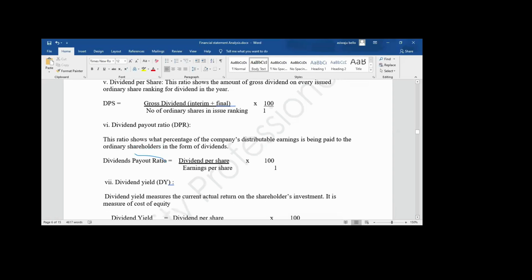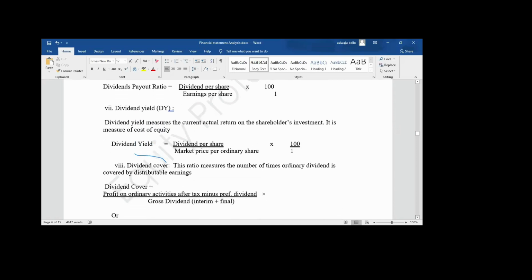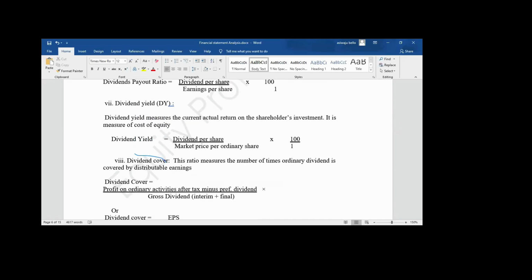Next, dividend yield. Your dividend yield measures the actual return on shareholders' investment. You know, we said earnings yield is a measure of potential return. Dividend yield is a measure of actual return, computed as dividend per share divided by market price per share multiplied by 100.